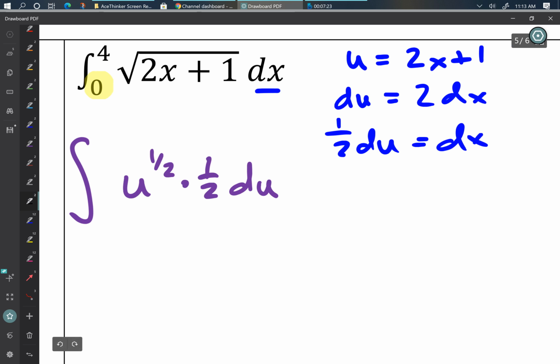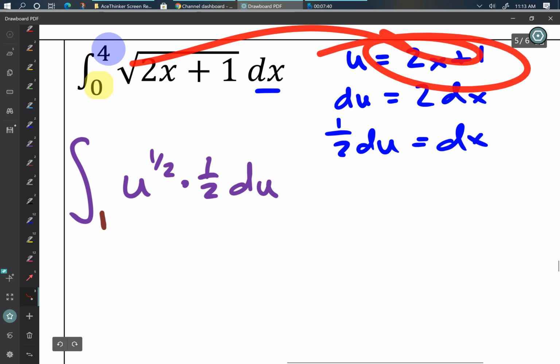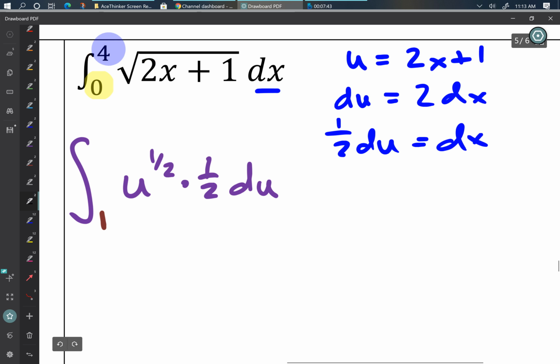What's that 0 going to turn into? Well, when I take that 0 and plug it in over there, 2 times 0 is 0 plus 1 is 1. So my new lower limit of integration is 1. My new upper limit of integration, I'm going to take that 4 and plug it in over here and see what happens. 4 times 2 is 8 plus 1 is 9, square root of 9. And now I have the limits of integration are 1 to 9.